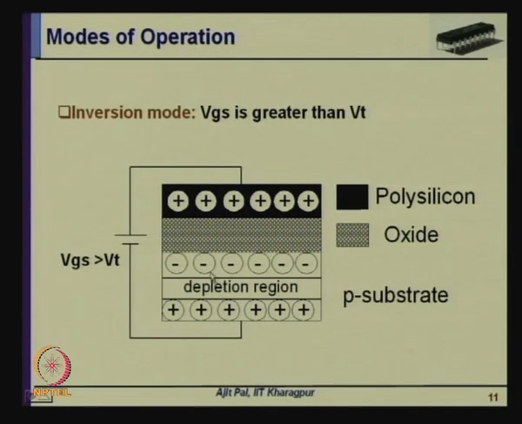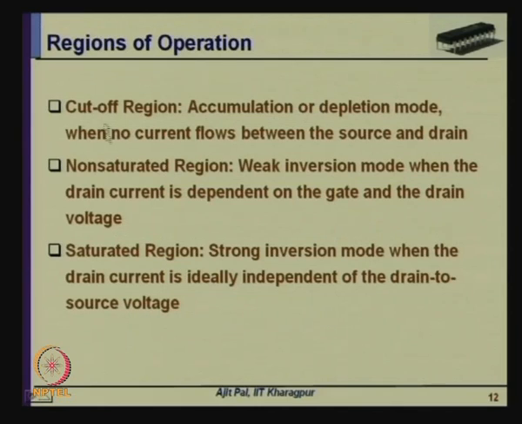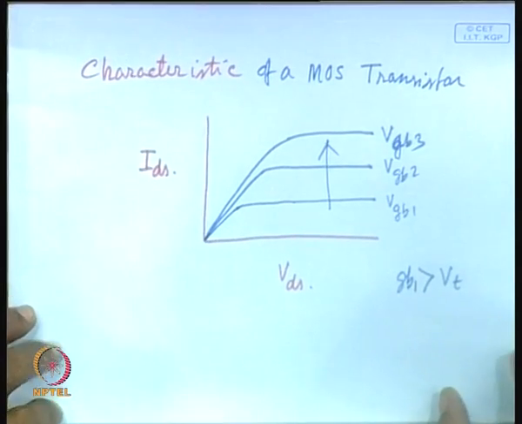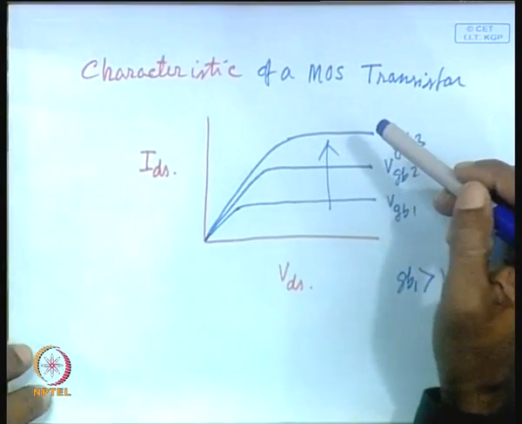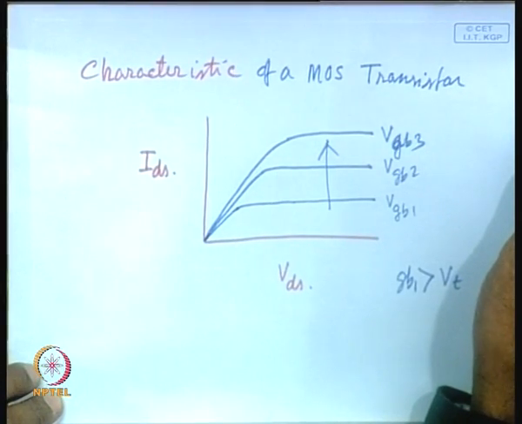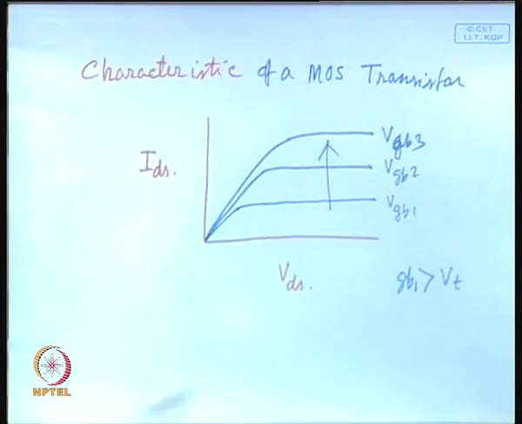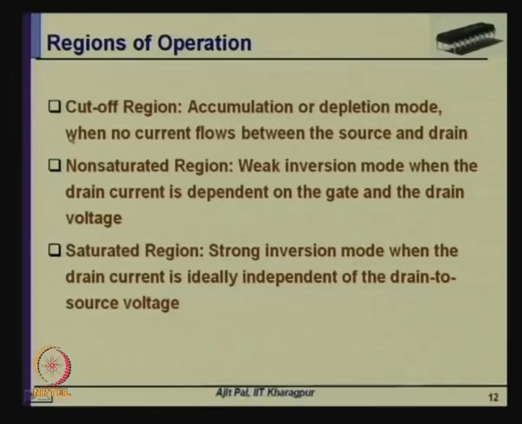And another operation we shall see, regions of operation. We have already discussed the characteristics. Here, the characteristic of a MOS transistor. Now, the operation can be broadly divided into three parts, three regions of operation. What are the three regions of operation? First of all, the first region is the cutoff region.